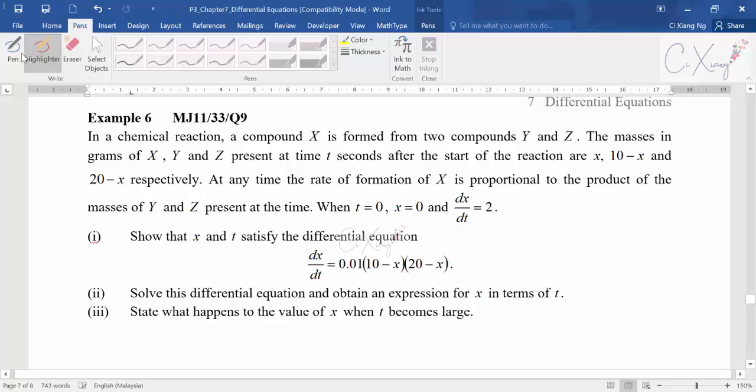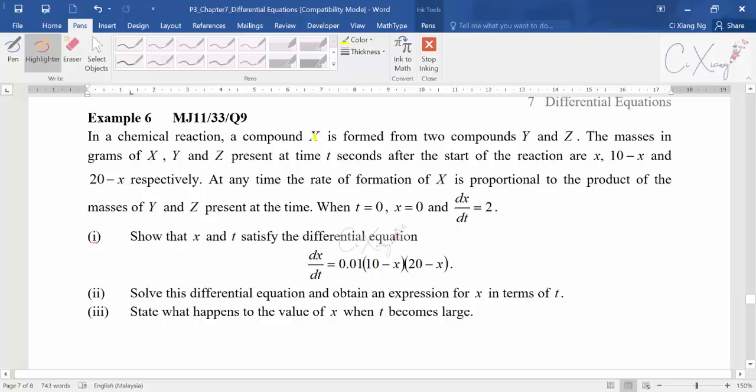Okay, so for this video, we are going to discuss example 6 and maybe also example 7 and the last example for this chapter. Okay, so example 6 is taken from a past year question, 2011. Then maybe you can have a look at all the details first.